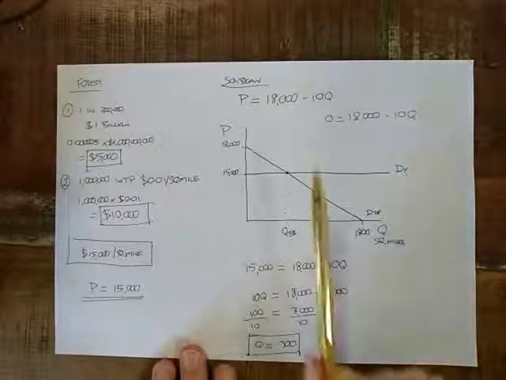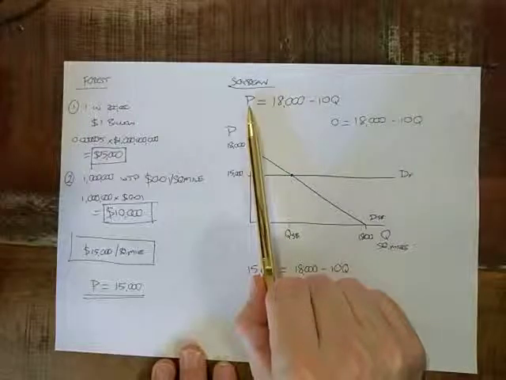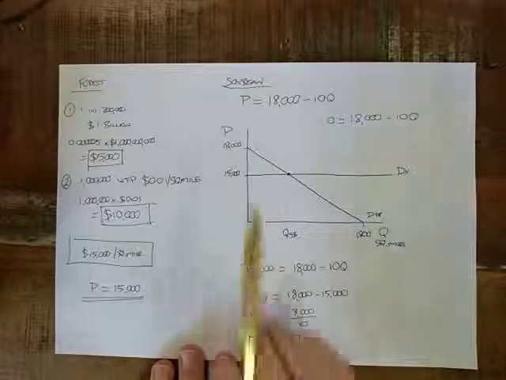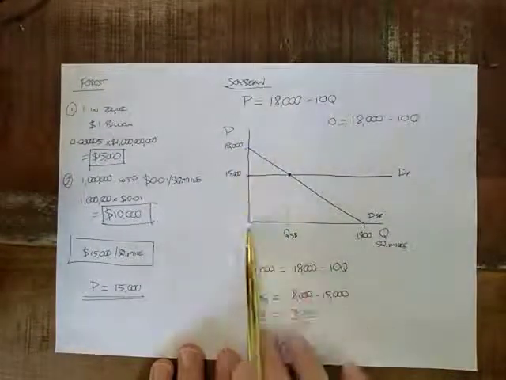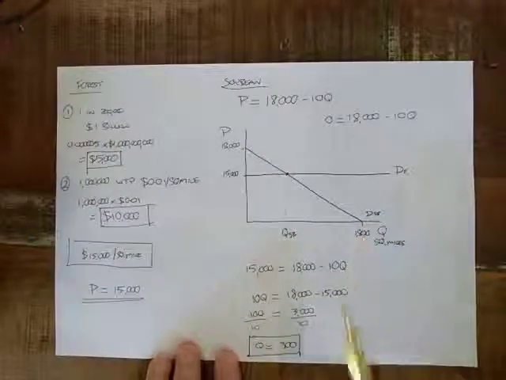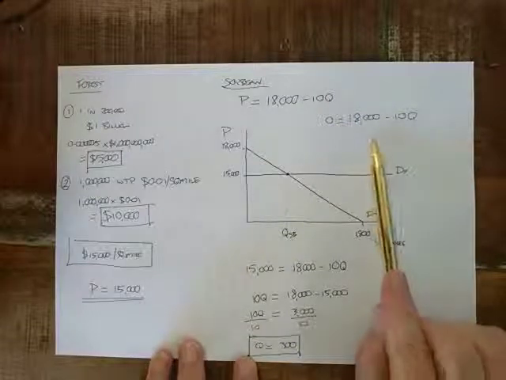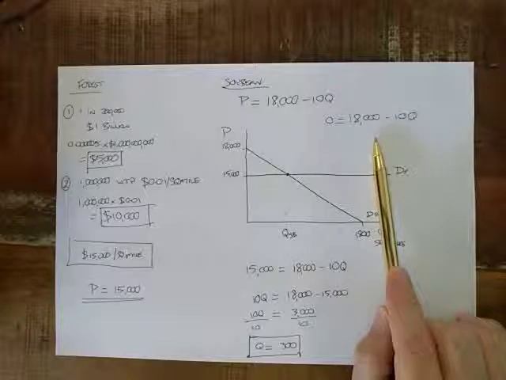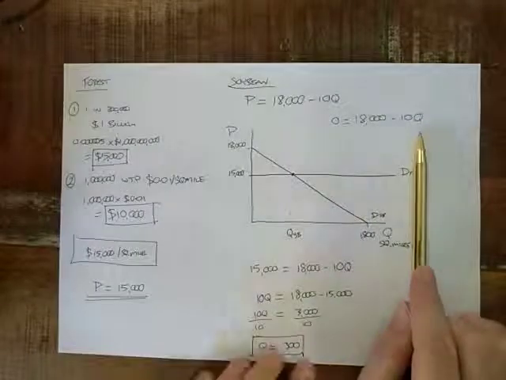Instead of setting the Q to 0, now we're going to set the P to 0. And I've done that here. What does that mean on the graph? Well, it means the price axis has a value of 0. In other words, when P is 0, what will Q be? So we set P to 0, and we know that 0 equals 18,000 minus 10Q, or in other words, 10Q has to be 18,000. Well, 18,000 divided by 10 gives us 1800, so Q has to be 1800.